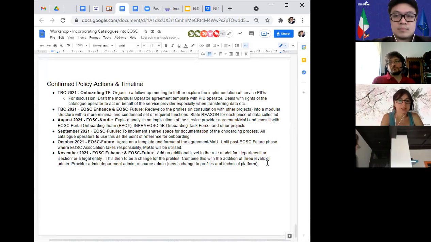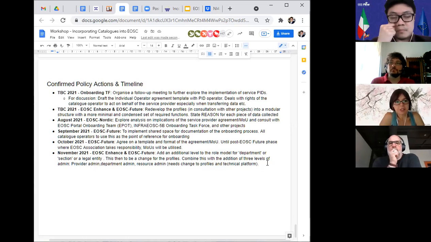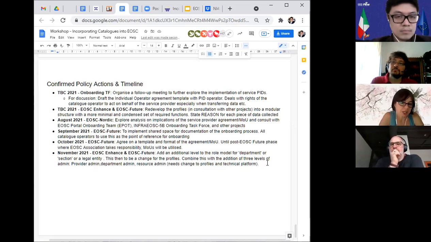The other one is the extent of information we need to collect, how the collection is done, and how to avoid creating artificial barriers to the onboarding of services, because we ask too much information or duplicate information, or we just don't clarify why any information is needed and what can be checked and what can be certified.